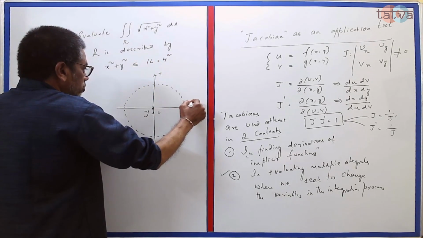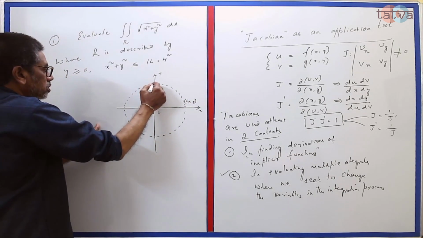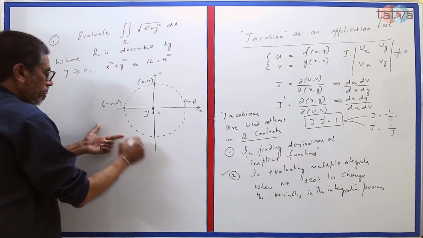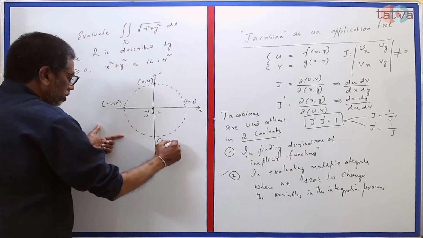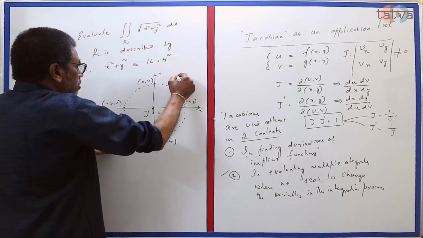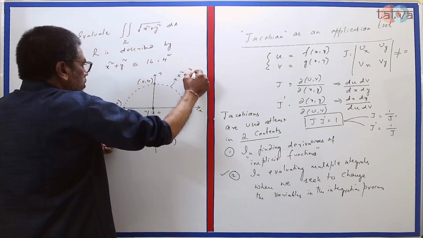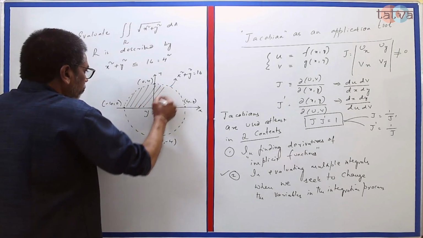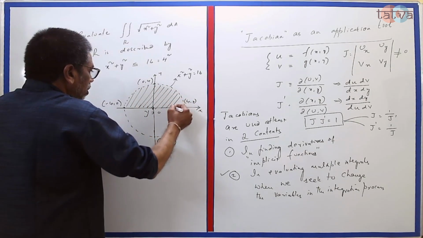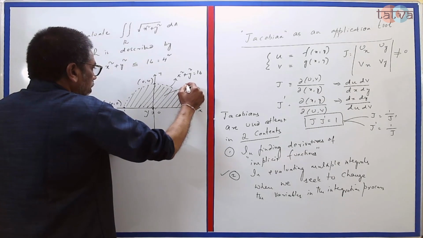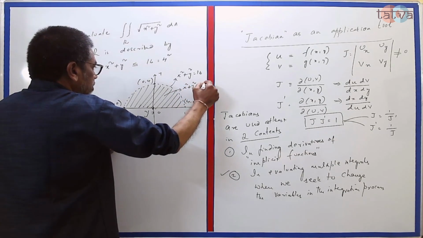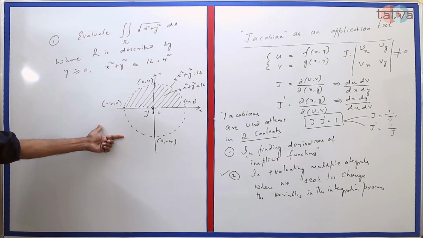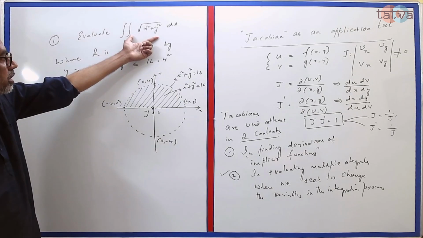So this would be (4, 0). That would be (0, 4). This would be (-4, 0). This would be (0, -4). This is x squared plus y squared equal to 16. Then this is the region corresponding to x squared plus y squared less than 16. Less than means the interior of. So suppose the problem is to perform this double integration over this region.